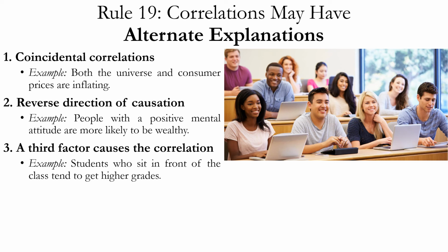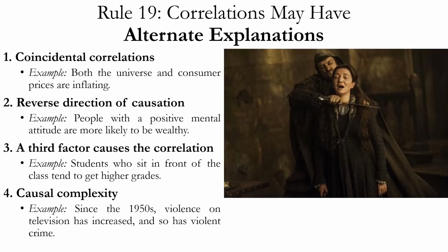A fourth type of alternate explanation is many types of causal complexity. In other words, even if there is a causal relationship that explains the correlation between X and Y, it's not just a coincidence. It could involve a multitude of causes or a multitude of causal directions. Here's one possible example. Since the 1950s, violence on television has increased and so has violent crime. This is a complex topic to study causally. It's possible it's a coincidental correlation.